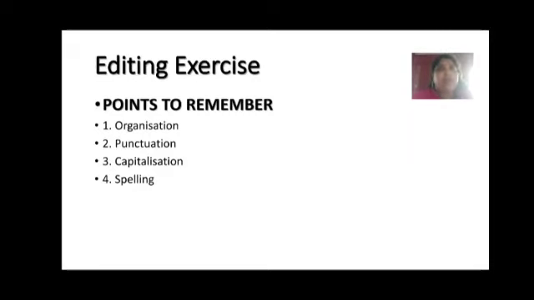What do you mean by editing? Okay, editing is nothing but there are certain things which are already given to you. All you will have to do is bring in a little change over there, which makes the exercise or the given paragraph or the passage more presentable.